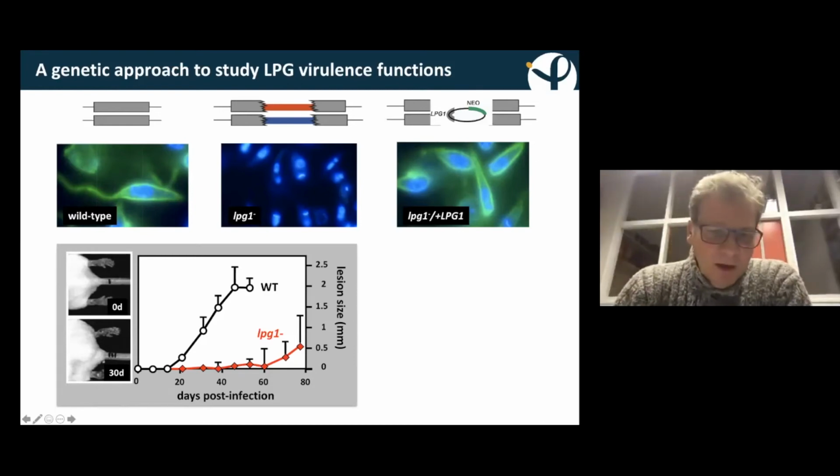And so here you can see the number of days after I injected the parasite in the food pad. And on the y-axis, you have the size of the cutaneous swelling, what we call a lesion, as a function of the infection time. And so, of course, injecting the wild-type parasites, you see that very fast, after 2 weeks or so, we can see that the skin is swelling and the skin is full of parasites. However, this parasite here, the LPG1 knockout that doesn't have the LPG, look what happens.